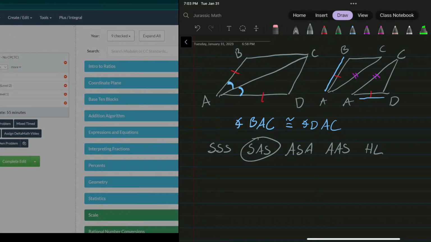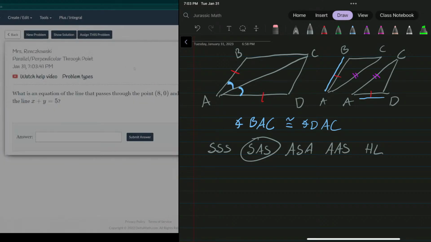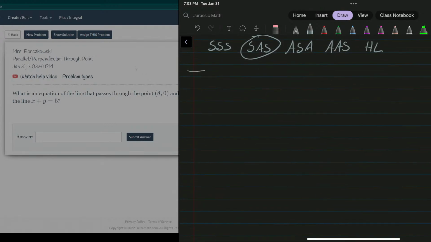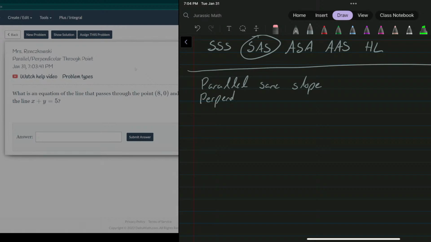So, the next thing I put up for this week's homework is parallel and perpendicular lines. So, a couple things we need to remember for this. 1, parallel, same slope. Perpendicular is the opposite slope. You have to remember that.